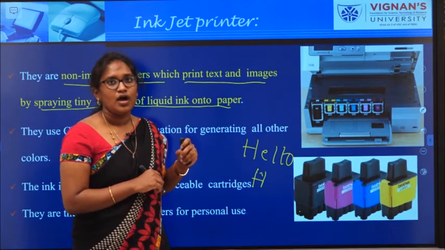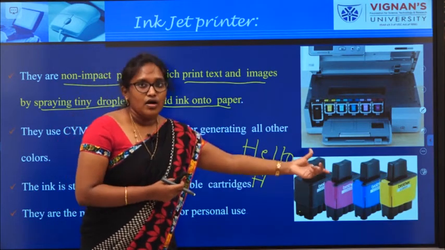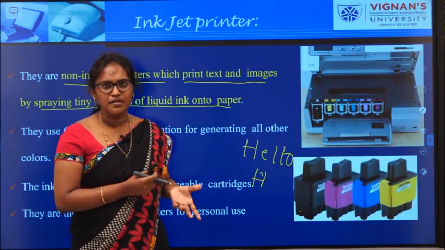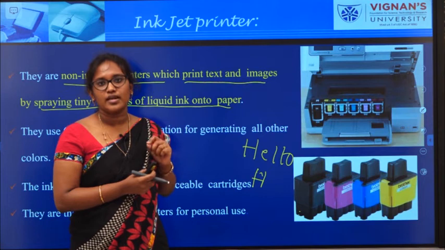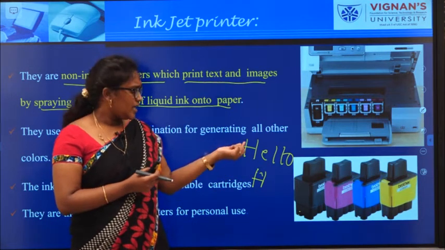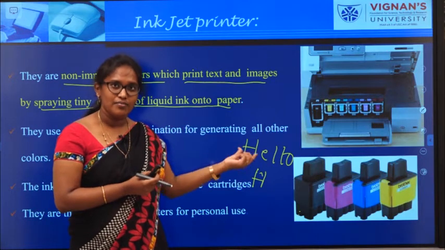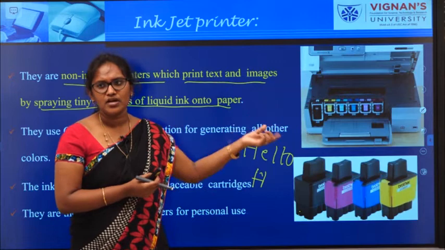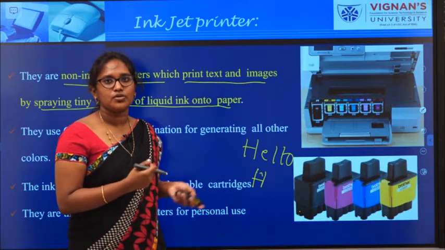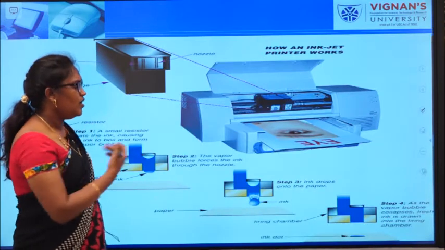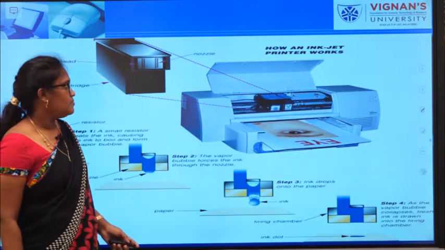Next, ink or different colors will be sprinkled on the paper, but only in the user-required format. If I need hello to be printed, that hello should be formed. How that hello should be formed depends only on the instruction of a computer, and it will form that shape. So this is the working of an inkjet printer.